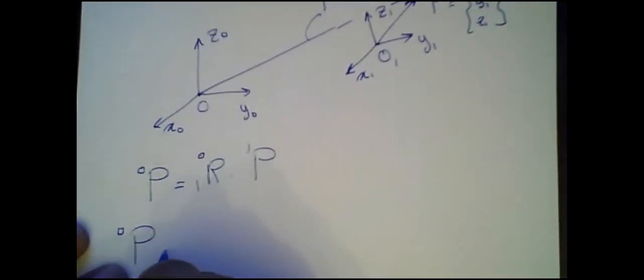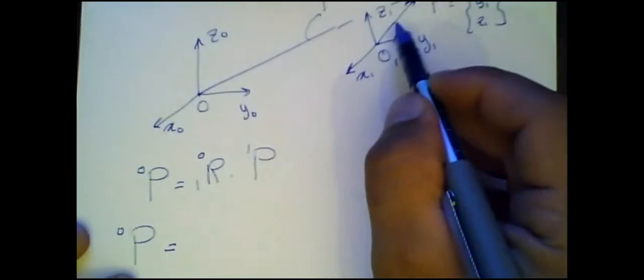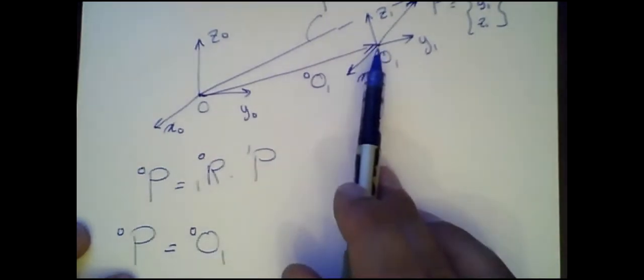If you want to take into account that there is an offset, you would need to have the coordinates of the frame. You need to know O1 in frame 0, so that is that vector. So you want to know the origin of the second frame in the base frame. These coordinates have to be given to you in terms of X0, Y0, and Z0. And now you want to take this vector and convert it into X0, Y0, Z0.